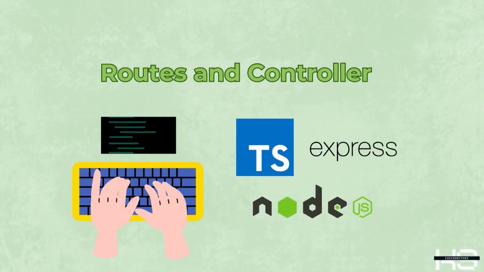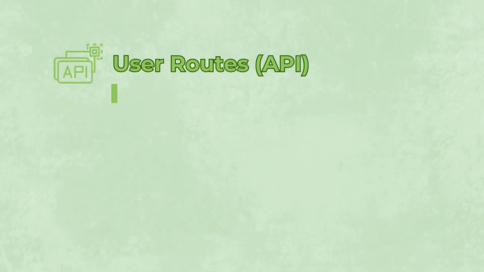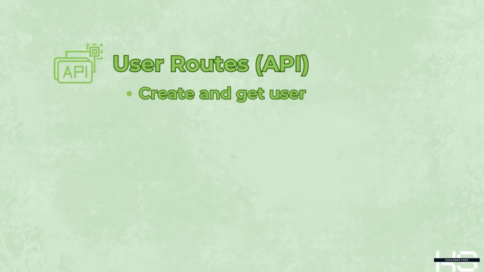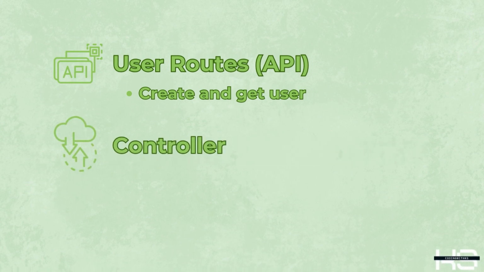In this section, you will learn how to define an API for a user, to create a user, and to get a user from the database. Then you will also learn about the controller.